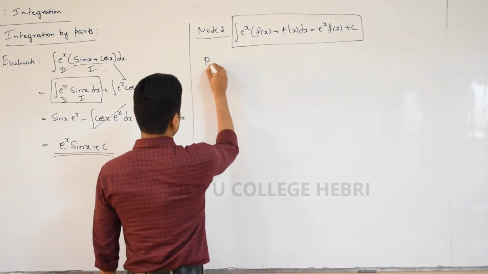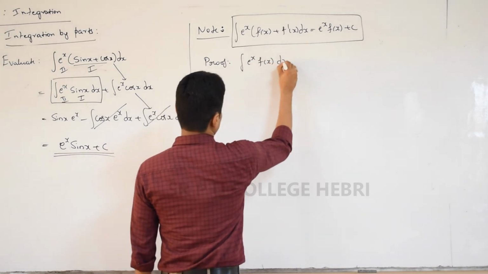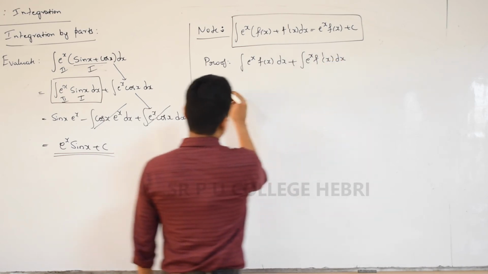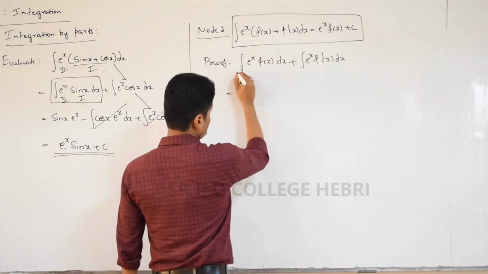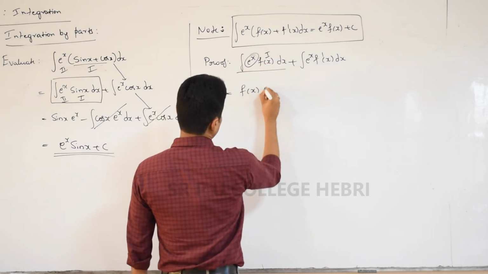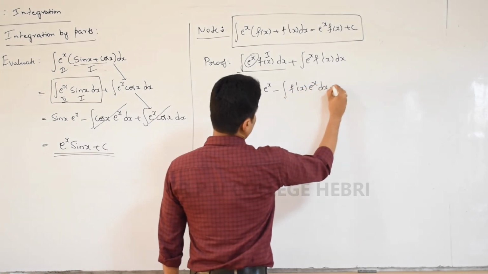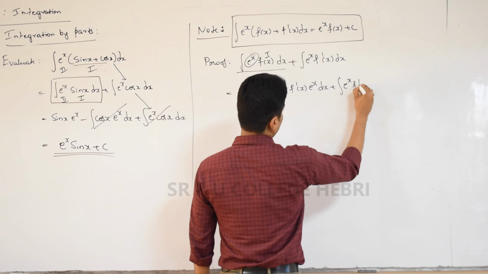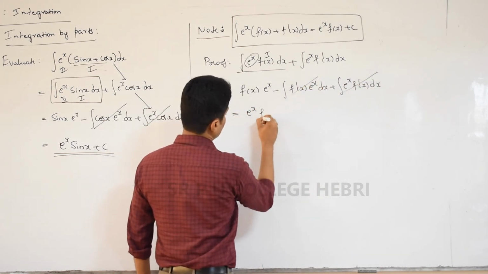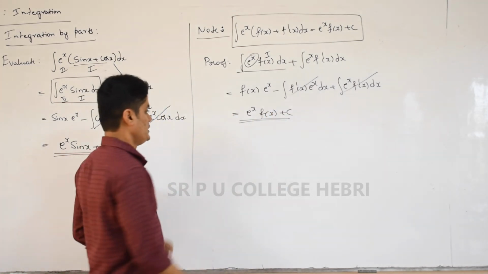See, for example, the proof. Observe carefully. E power x into f of x, just like the problem, you split into two parts like this. Apply integration by parts for the first term. No doubt this should be the second function, this is the first function. So f of x into e power x minus f dash of x into e power x dx, and keep the second term as it is, there is no confusion there, so that these two cancel. So you will get whatever you require, that is e power x into f of x plus c. So remember this.